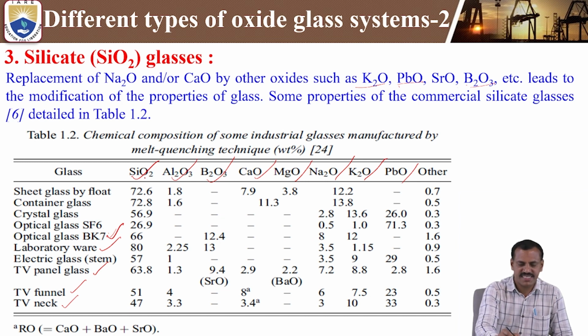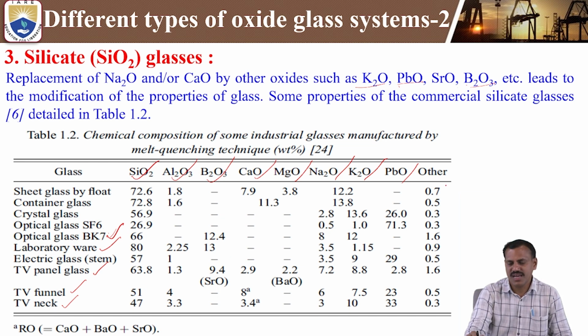See here, silicon dioxide, the glass former, has different weight percentages. In the case of sheet glass by float method, they are using 72.6 weight percent of silicon dioxide. In the case of TV funnel, they are using 51% of silicon dioxide. The remaining are other glass modifiers and low concentrations of other elements used in the preparation of silicate based glass systems.